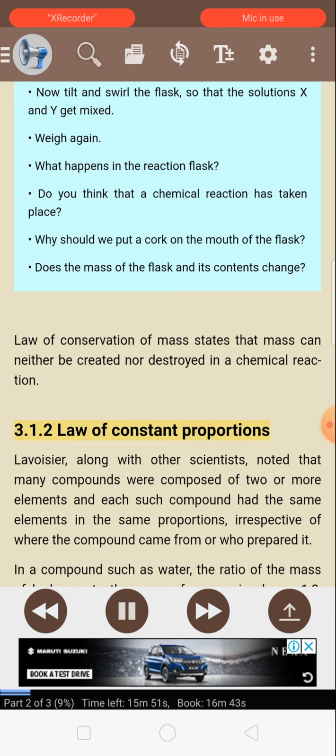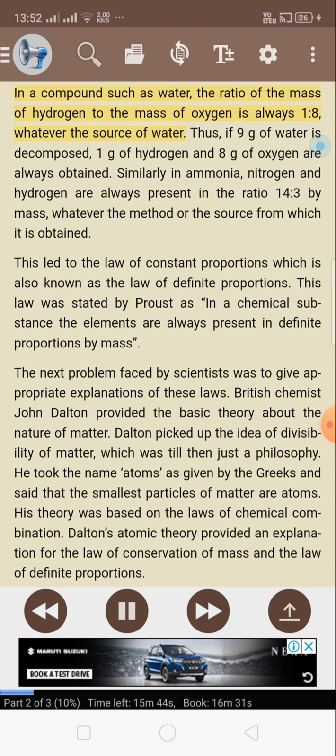3.1.2 Law of constant proportions. Lavoisier, along with other scientists, noted that many compounds were composed of two or more elements and each such compound had the same elements in the same proportions, irrespective of where the compound came from or who prepared it. In a compound such as water, the ratio of the mass of hydrogen to the mass of oxygen is always 1:8 whatever the source of water. Thus, if 9 grams of water is decomposed, 1 gram of hydrogen and 8 grams of oxygen are always obtained.